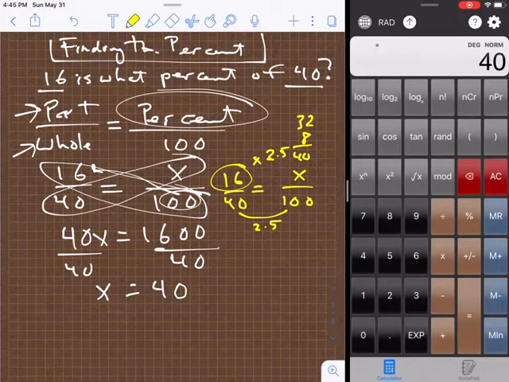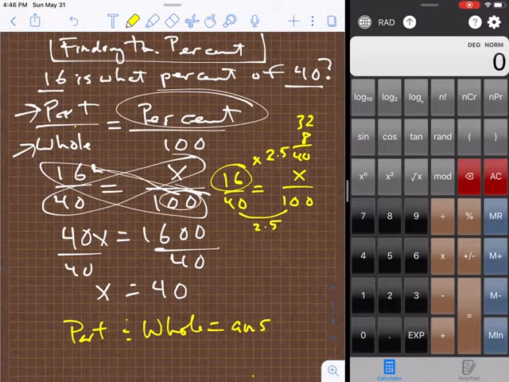Now, the easy, quick, and dirty way of doing these, and this is just when they give you the part and the whole, is just go part divided by whole in a calculator. And when you get your answer, just take your answer and multiply it by 100. Because that will tell you what the percentage is then. So I'll show you how this works. So you go 16 divided by 40 equals 0.4, multiply that by 100, and you get 40.